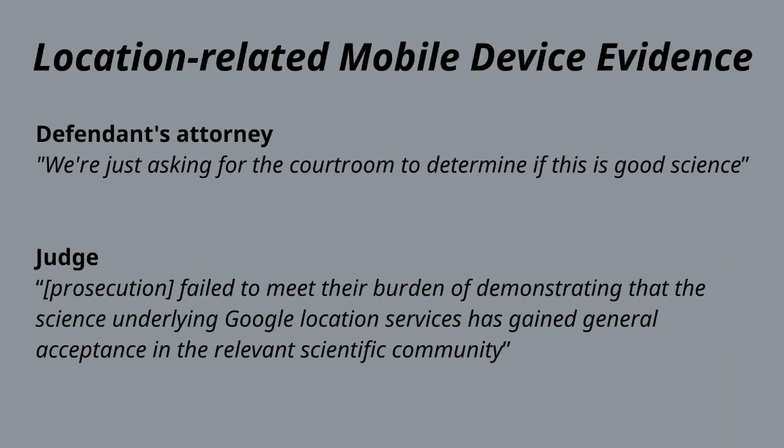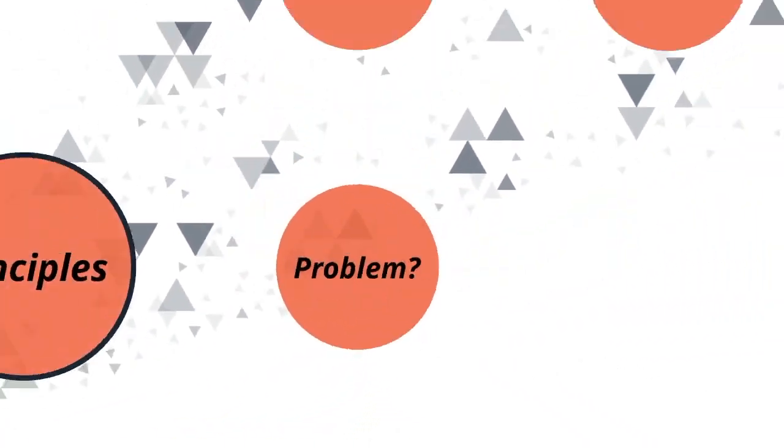In this case, the defense challenged the accuracy and the reliability of this location-related evidence, and the judge agreed and did not accept the evidence. The judge's decision not to admit the location-related mobile device evidence in this case was largely based on the lack of a scientific evaluation of the evidence. Elénore will discuss the accuracy of this type of evidence.